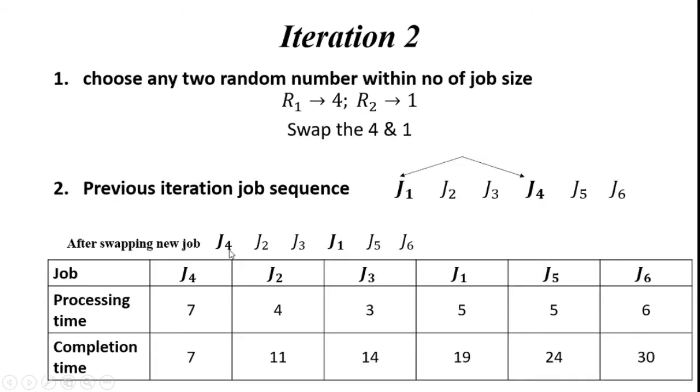So I utilize the same 5 in iteration 2 of J1 position. After that J5, J6. So the others remain the same, but the positions of J4 and J1 are interchanged with respect to the generated random number. Likewise, iteration 2 is initiated.